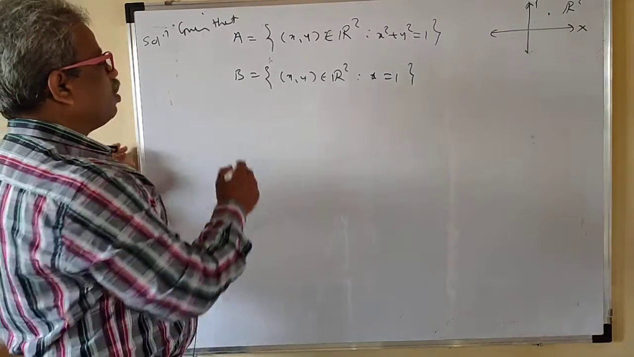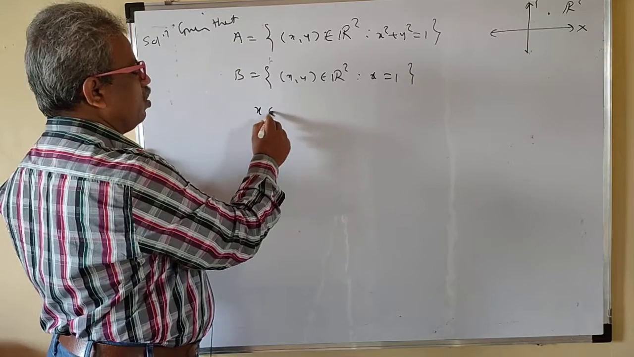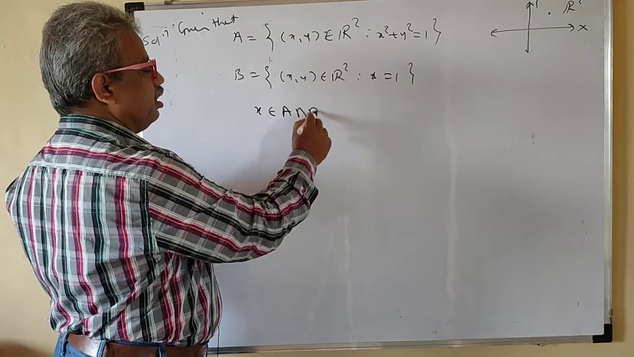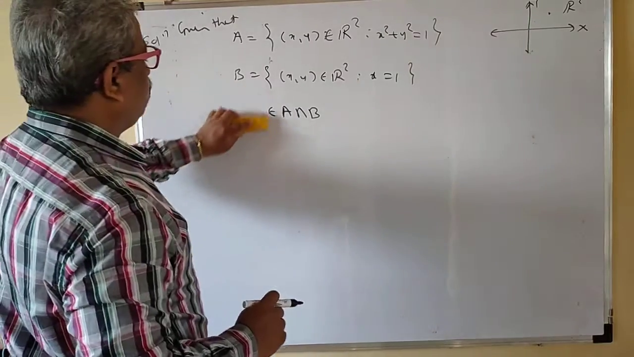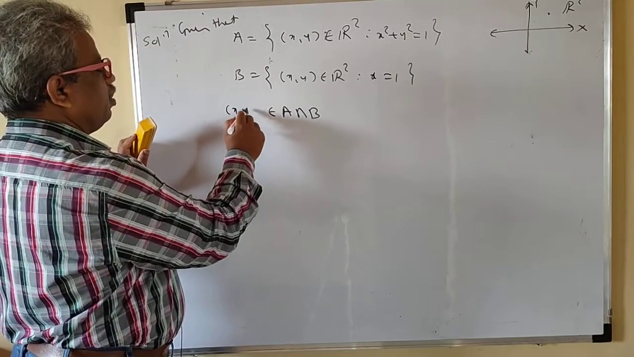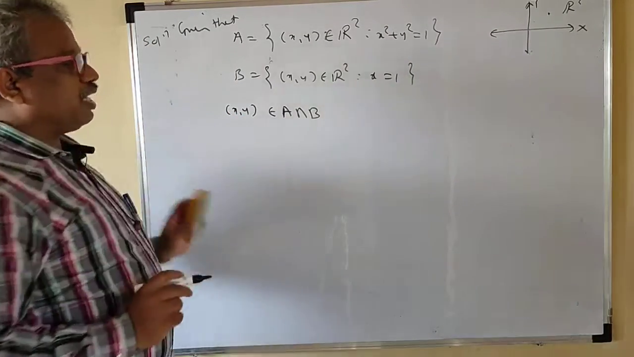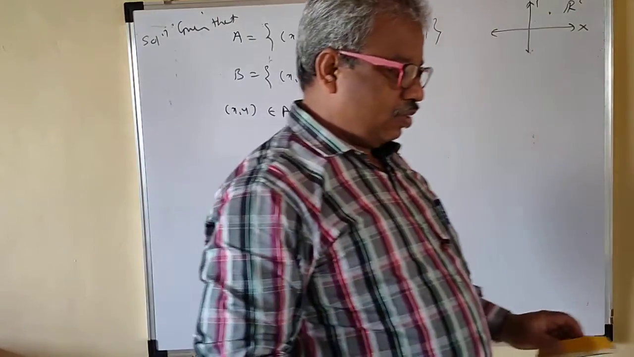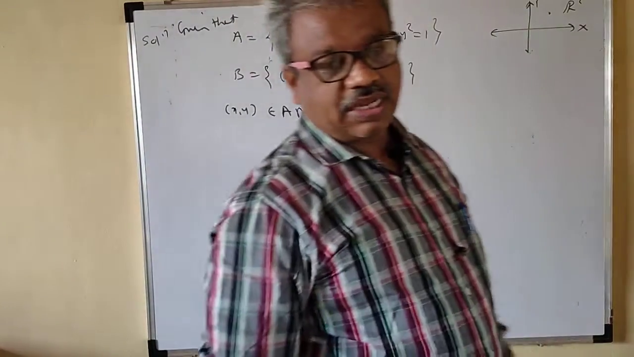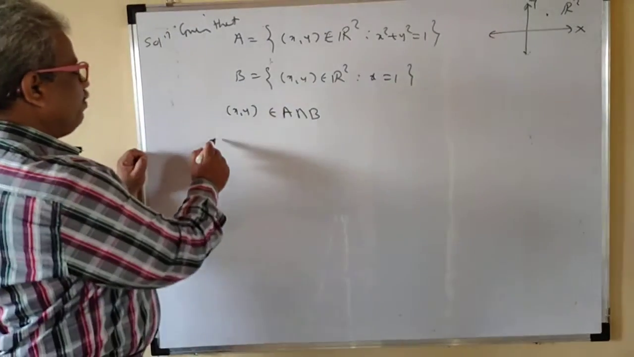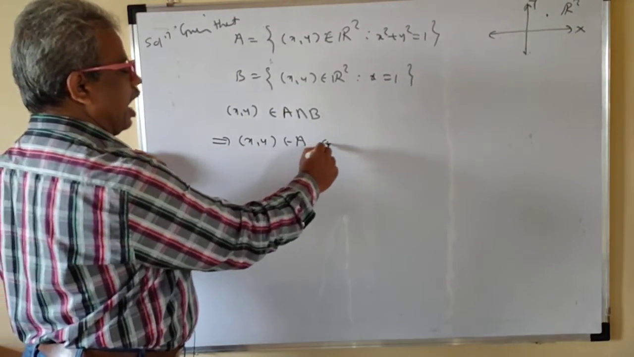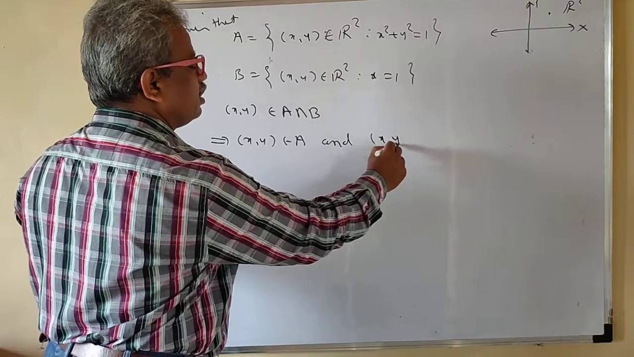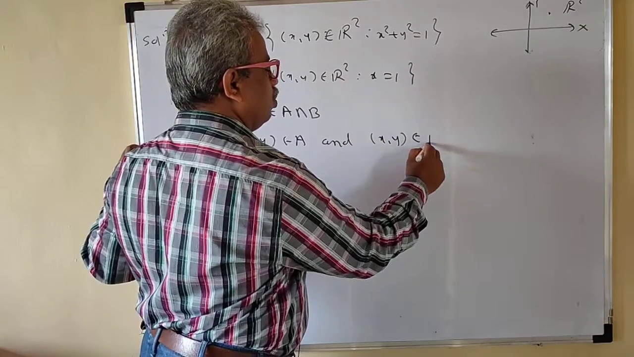Okay, so now what we want is to find xy belonging to A intersection B. Let xy be this point. We want to determine the values of x and y. So this implies that xy belongs to A and xy belongs to B, because this is the intersection. It is in both.